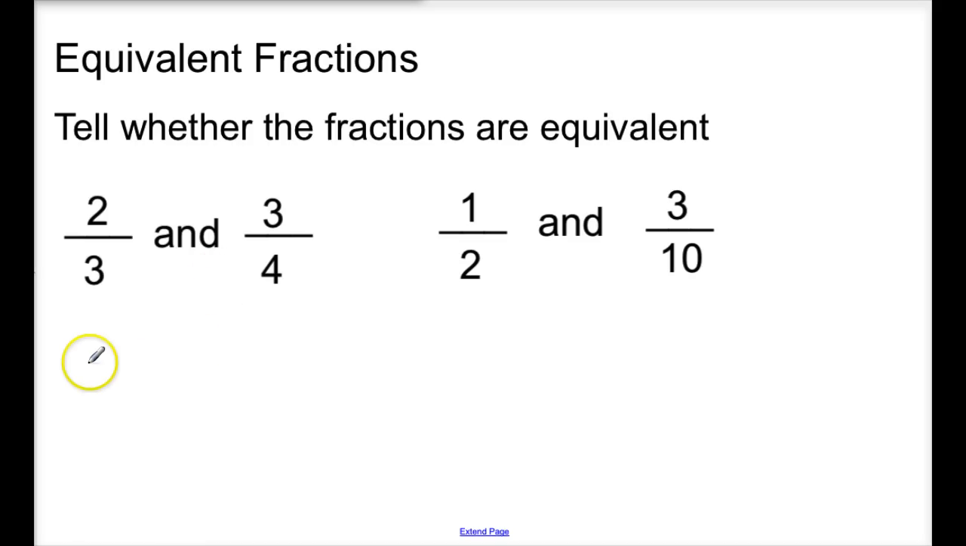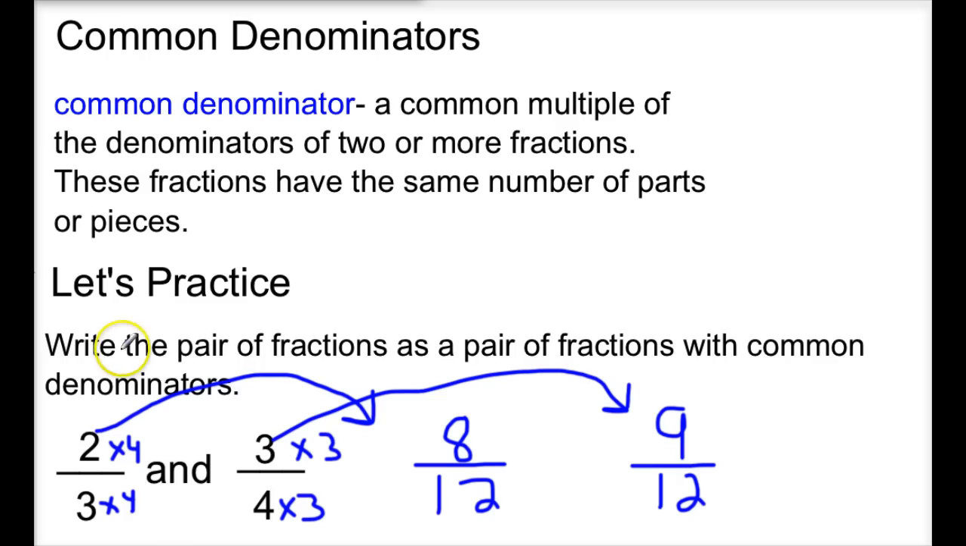If we found the common multiples of 3 and 4, and we've already done this work, we know that the common multiple of 3 and 4 is 12. When we change these fractions as a pair with common denominators, remember what we did? Remember what we got for 2/3 and 3/4? Well, when we started out, we were here, and for 2/3 and 3/4 we said it was 8/12 and 9/12. So we've already done the work, and we can see these fractions are clearly not equivalent.